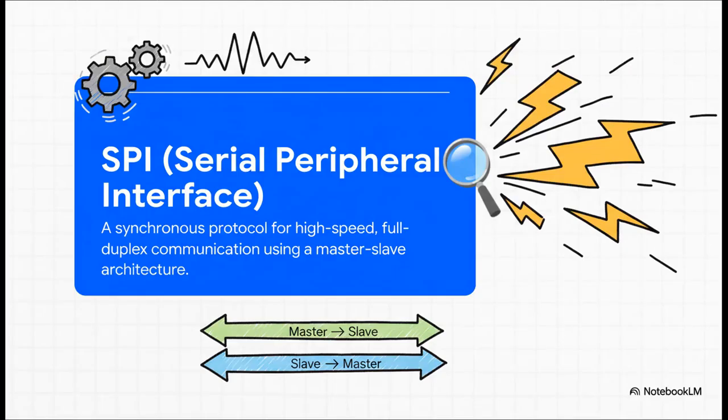SPI, or Serial Peripheral Interface, is built for one thing: speed. It's synchronous, so just like I²C, it has a clock line to keep things tidy, but its real claim to fame is that it's full duplex. And that just means the master and the slave can talk and listen at the exact same time on different wires. That can basically double your data speed.